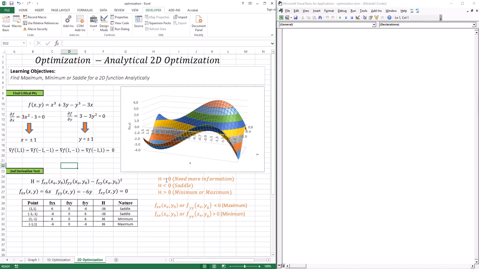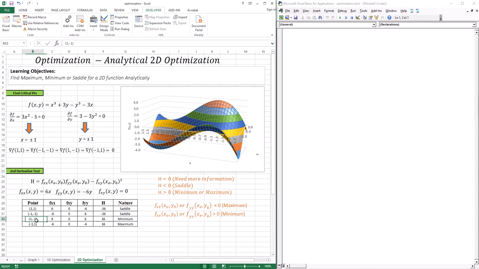If h is equal to 0, we need more information. If h is less than 0, it's a saddle. If it's greater than 0, it's a minimum or a maximum. We took those first 2 points, 1, 1 and -1, -1. It got us an h of -36 and -36, so those 2 points were saddles. So this point here and this point here.